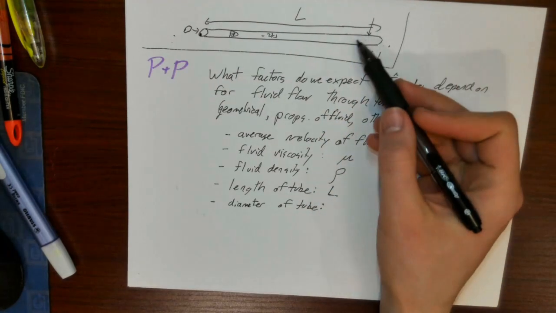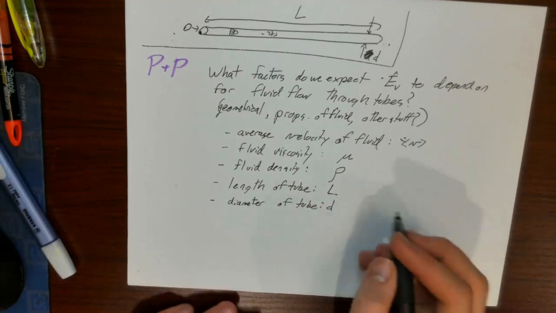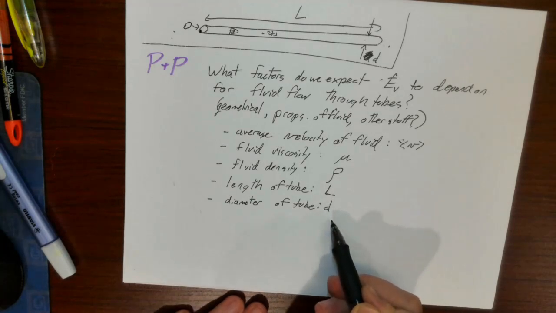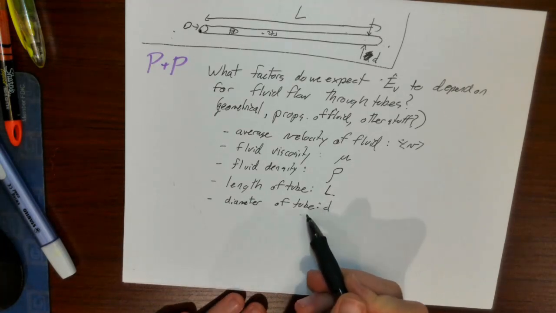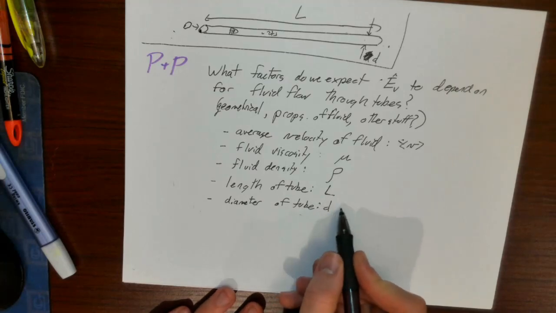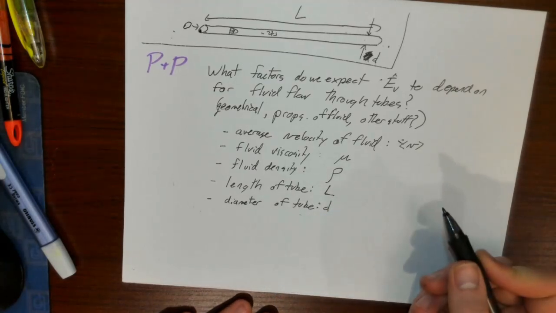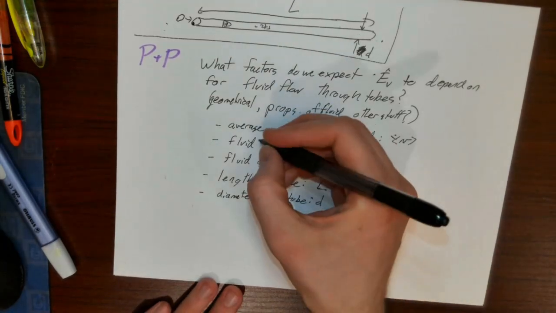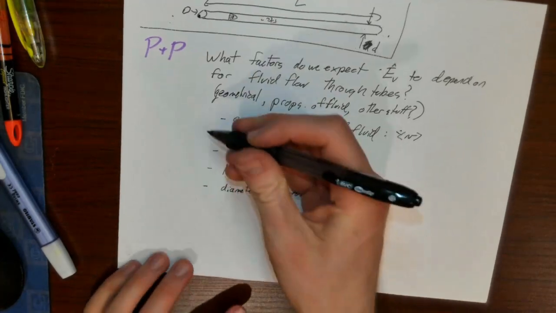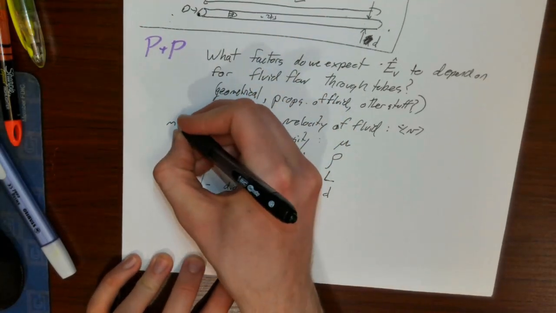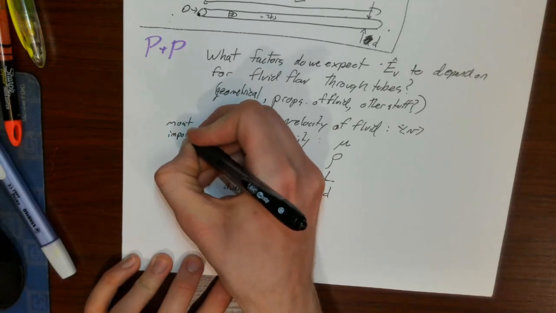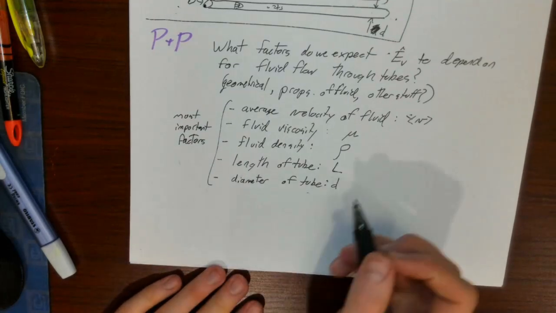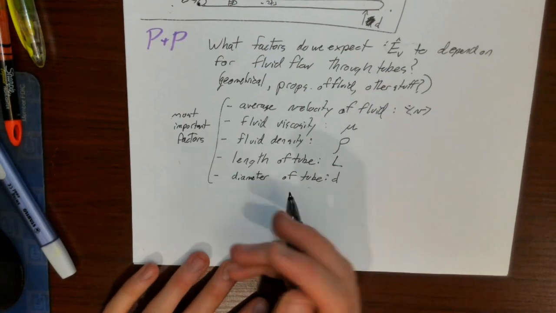We experience this a lot in our everyday lives. If I were to install plumbing in my house, I would want to make sure that the diameters of the tubes were big enough such that I still had decent water pressure once the water made it to my shower head, or my sink, or any of my other appliances, something like that, right? So these I would say are the most important factors in determining this viscous loss term.